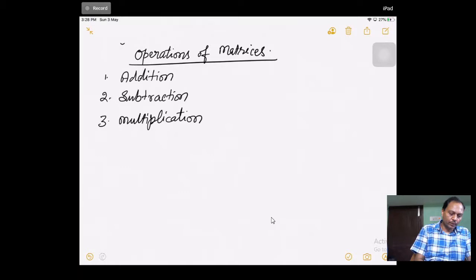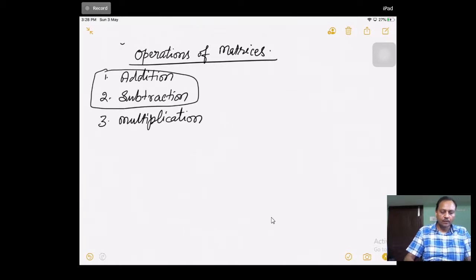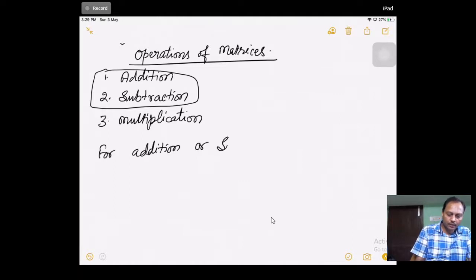Now, in the first two, addition and subtraction, the condition is that the matrices which we are going to add or subtract must have the same order, or we can say they are comparable matrices. So, for addition or subtraction, the order of matrices must be the same.